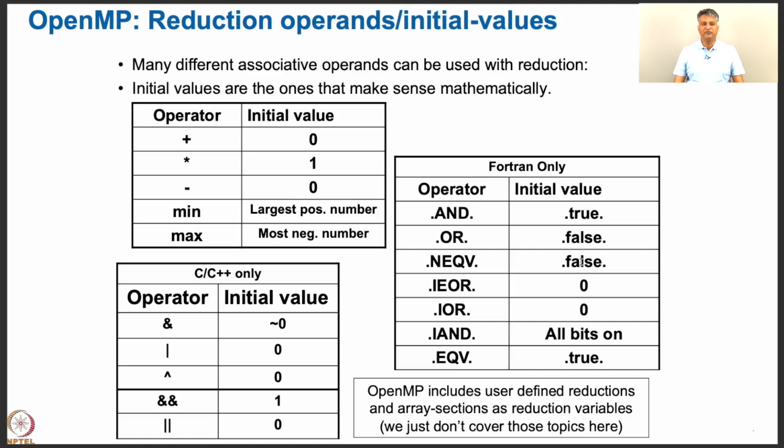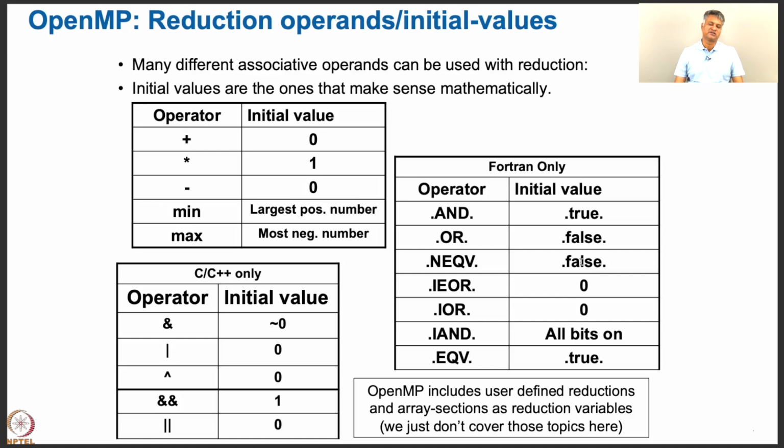There are many different reduction operations that can be done. We can do reduction operations on sum. We can do reduction operations on products. We can do reduction operations on negations or subtractions. We can do it on min. We can do it on max. And appropriately, we need to choose the correct initial value for the global variable.